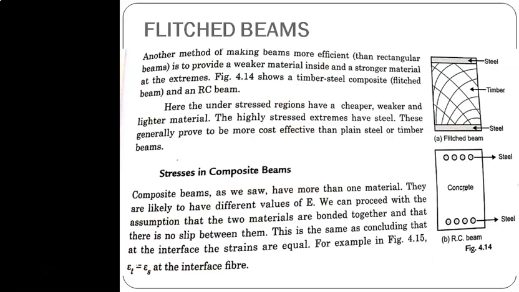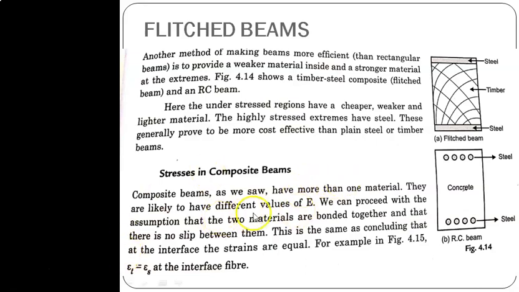So in that concept we have the flitched beams. Here the under-stressed regions have a cheaper, weaker and lighter material. The highly stressed extremes have steel. These generally prove to be more cost effective than plain steel or timber beams. Stresses in composite beams. Composite beams, as we have already seen in the previous video lecture, in unit number 1, have more than one material.